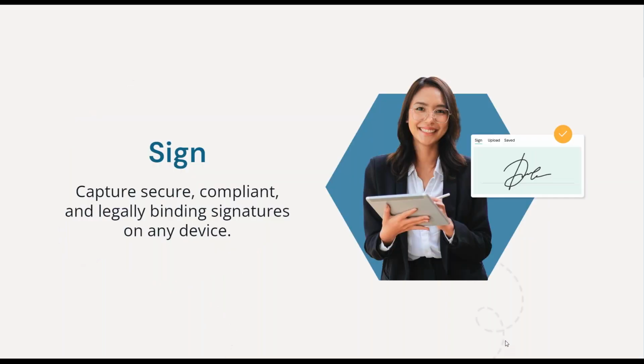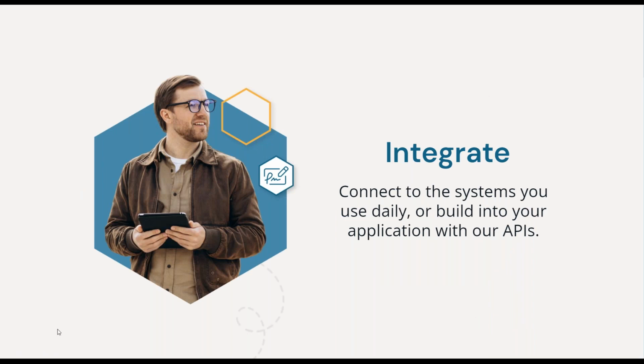In the signing stage, you can collect legally binding e-signatures from participants on any device, complete with signing certificates that include IP addresses, geolocation, and even more security features if you need them. And finally, integrate allows you to connect to the systems that you use daily to store your contracts and documents, or you can incorporate our contract automation features into your existing applications via our APIs.